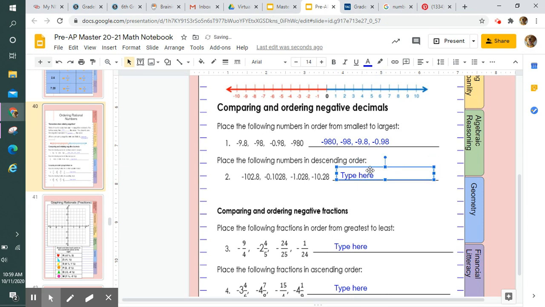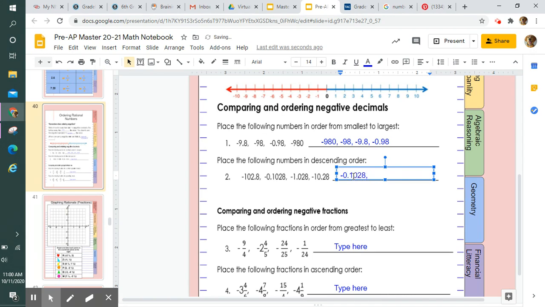In our next one, we're going to place them in descending order. Descending means going down, so we're going to go from greatest to least. The one that's closest to zero is going to go first. So I'm going to look at the number that's before our decimal place. We have negative 102, negative 0, negative 1, negative 10 before our decimal place. I'm not worrying about what's after. So 0 is closest to 0.